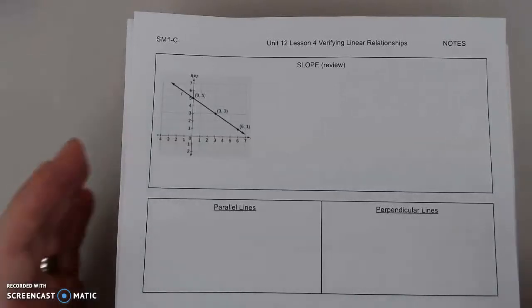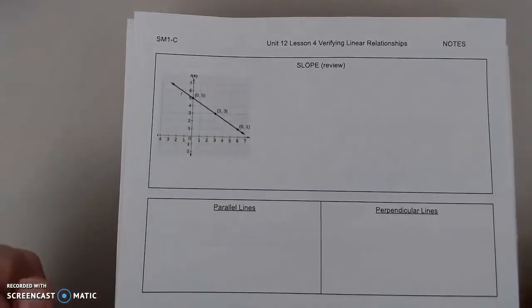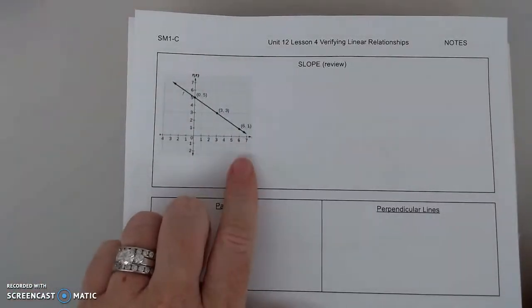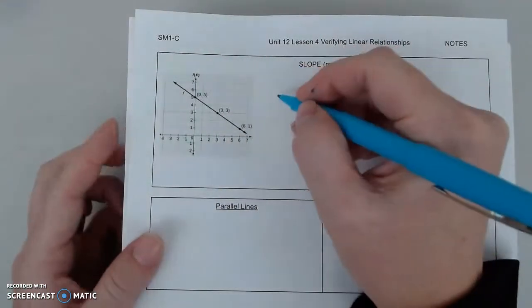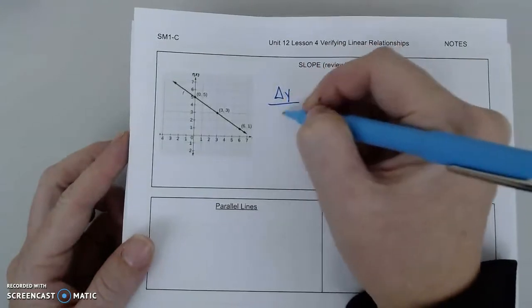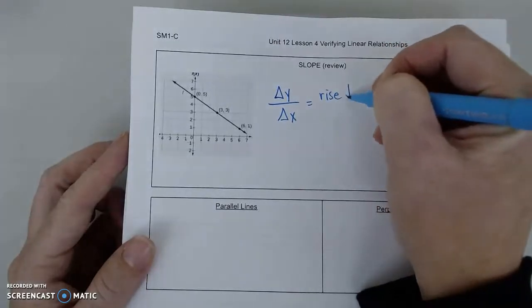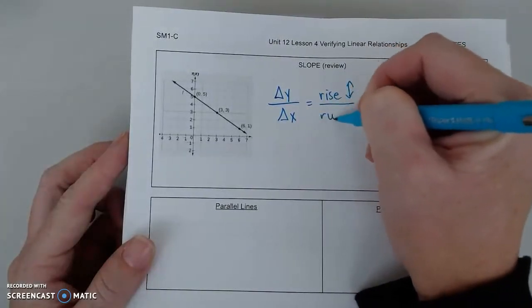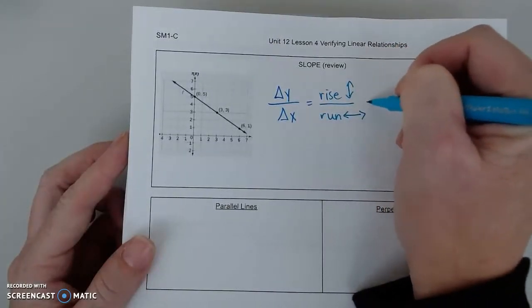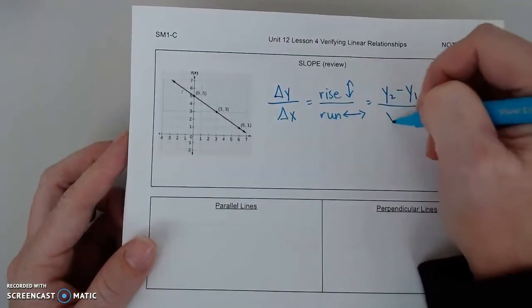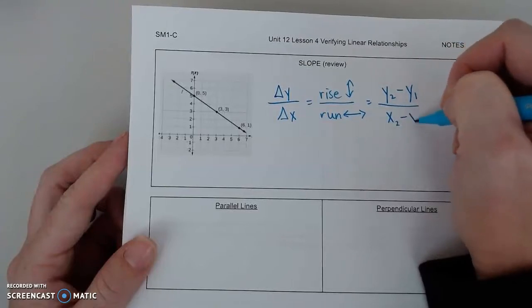All right, Unit 12, Lesson 4 is verifying linear relationships. So a quick review, since I believe this has been since last quarter. Slope is the change in y over the change in x. Some of you call it rise, how far we go up and down, over run, left and right. And if you want to use the formula, it's our y value difference divided by our x value difference.